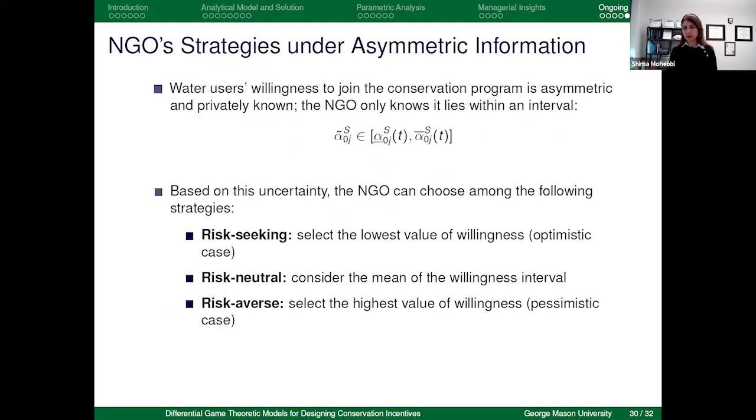Now, to capture the asymmetric information structure, we recognize that water users' willingness to participate in the conservation program is private and asymmetric. So the NGO only knows it lies within a given interval, as you can see here. Based on this uncertainty, the NGO can adopt one of the following strategies: risk seeking, which assumes the lowest value of willingness, the optimistic scenario; risk neutral, which considers the mean of the willingness interval; and risk averse, which assumes the highest value of willingness, which is a pessimistic scenario.